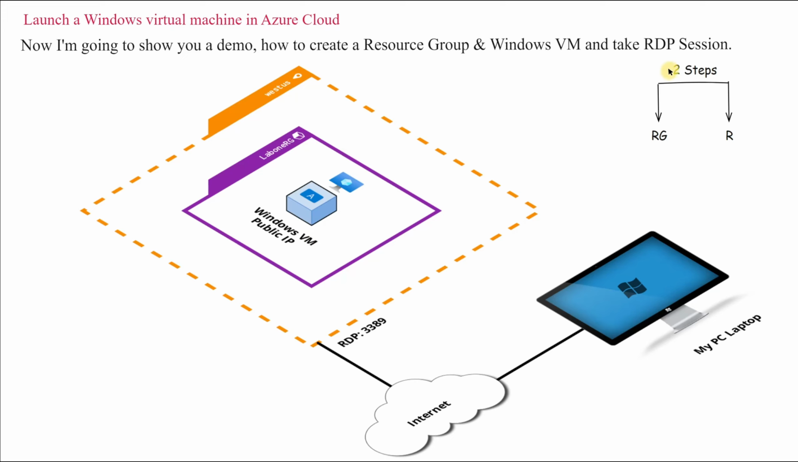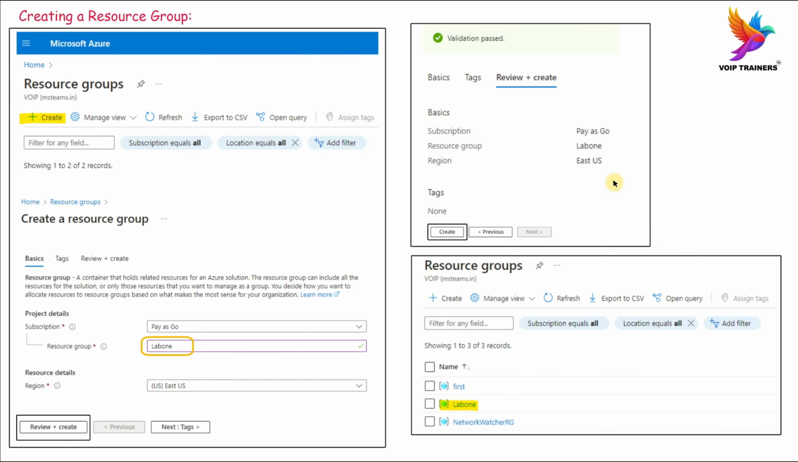For this, we need to follow two steps. First, we need to create a resource group. Then we need to create a resource. For creating a resource group, go to resource group, click create, and give the resource group name as lab 1. Review and create. It will take 10 seconds. Once the validation is passed, click create. Now lab 1 is created. As we discussed, a resource group is a container or a dummy folder where we are going to install the VMs.